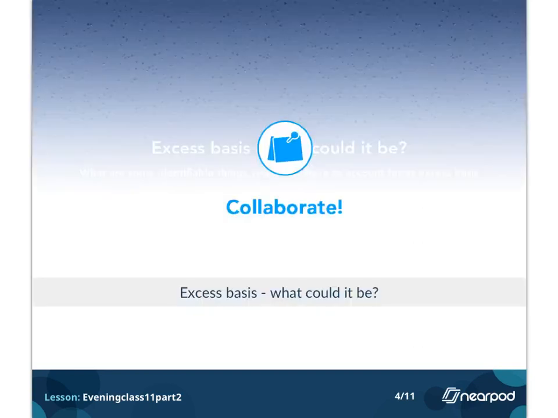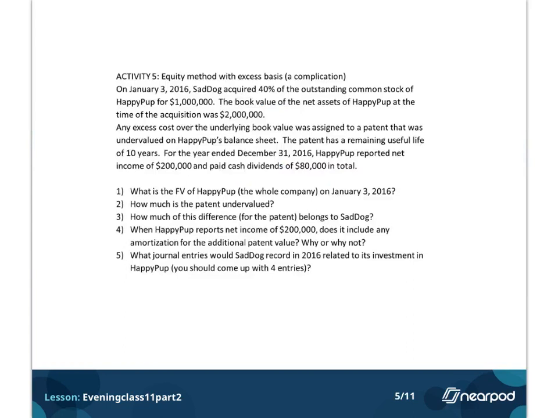All right, so we just talked a little bit about what could make up that difference. Activity 5 is all about an example with excess basis in an equity method. So we start with talking about Sad Dog and Happy Pup. Sad Dog is going to acquire 40% of the outstanding common stock of Happy Pup for $1 million. The book value of the net assets of Happy Pup was $2 million. So Sad Dog had to pay $1 million for 40%, and the book value is $2 million.